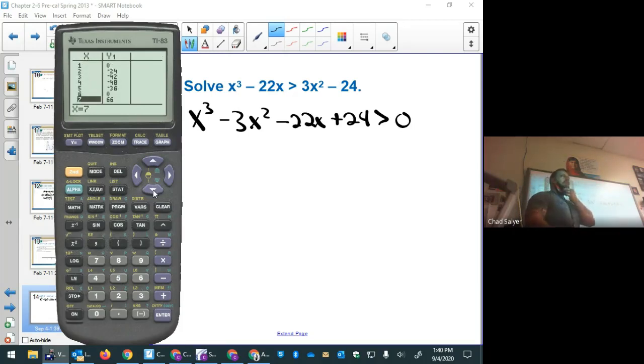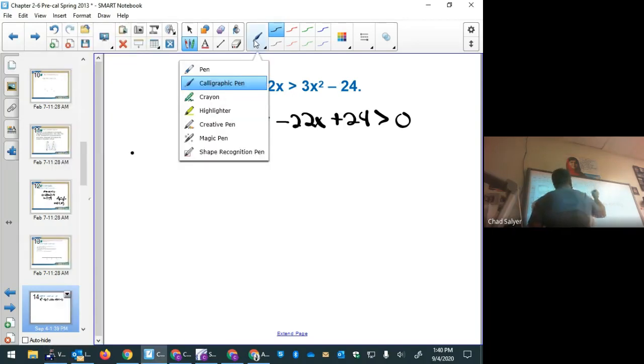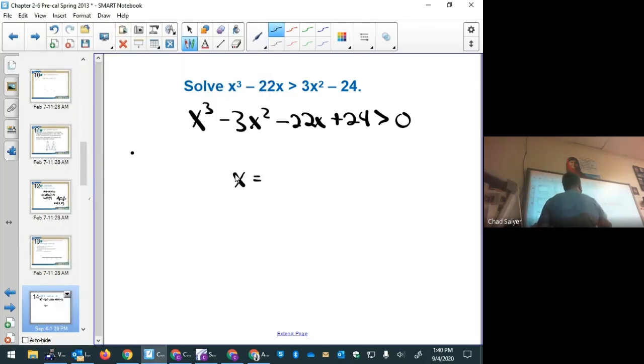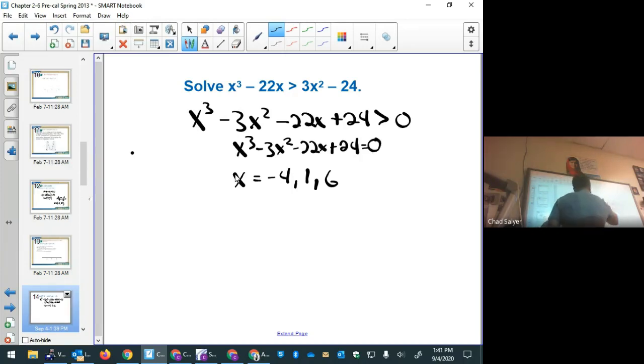You see how that worked because they were all on integers? If it had been a fractional value, I wouldn't have found it in this table, and I would have had to have used some other tricks. But -4, 1, and 6 are solutions to that polynomial equal to 0. So those are the zeros we're going to put on our sign chart.